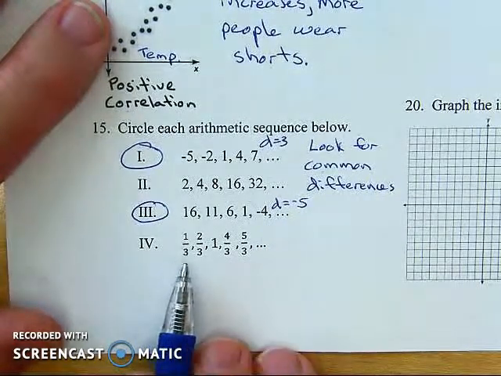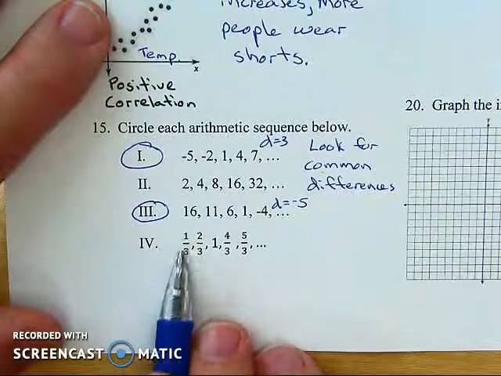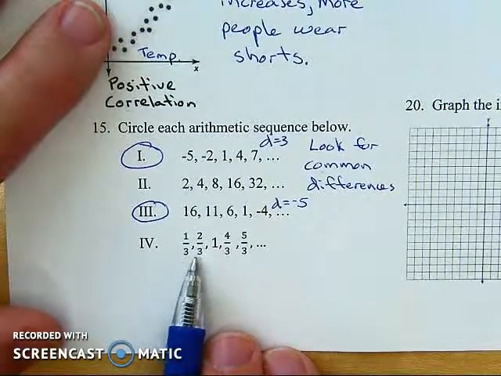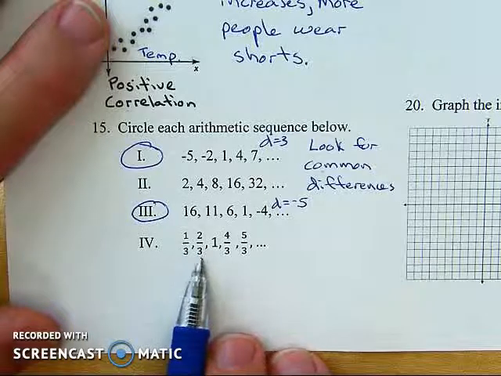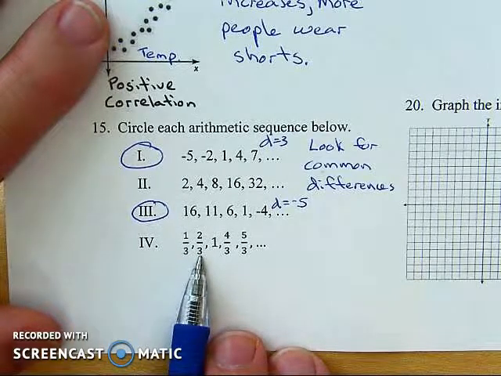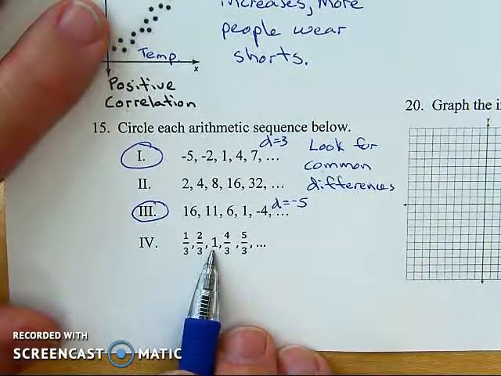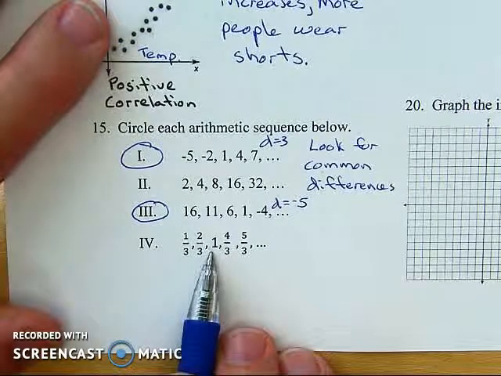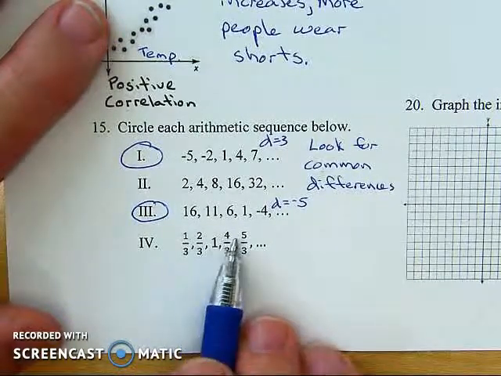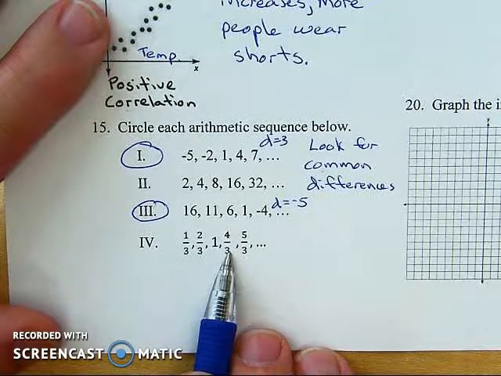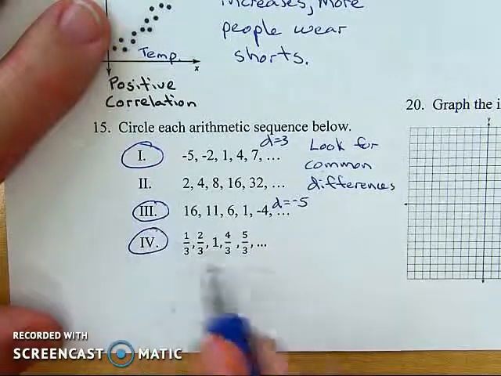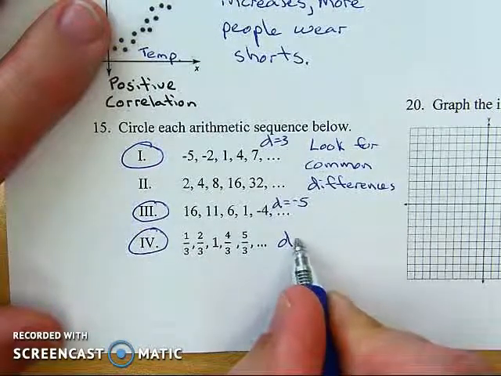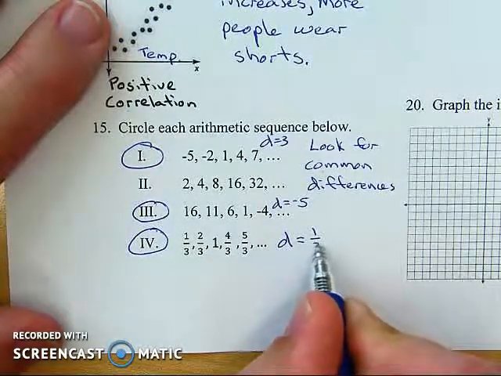Now, I've got to look at the last one here, and it's meant to be a little tricky. So 1/3 and 2/3, well, it did go up 1/3. But this might throw you off, because you see a 1 here, but if you think about it, if I added a 1/3 here, I would have 3/3, and that reduces to 1. But if I had written it as 3/3, and I add a 1/3, I'd have 4/3. And if I add a 1/3 to that, it's 5/3. So this is an arithmetic sequence as well, and the common difference is 1/3.